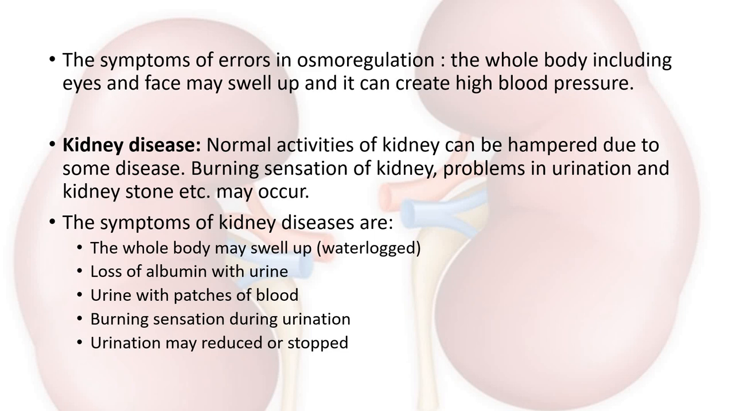So now if we talk about kidney disease, the normal activities of kidney can be hampered due to different types of disease. If any type of kidney disease or any abnormality occurs in kidney, it will show different types of symptoms, like the whole body may swell up. It will swell up due to water retention, because water will be unable to be removed or excreted from the body. Then loss of albumin with urine, with patches of blood, then burning sensation during urination, and urination may be reduced or stopped.